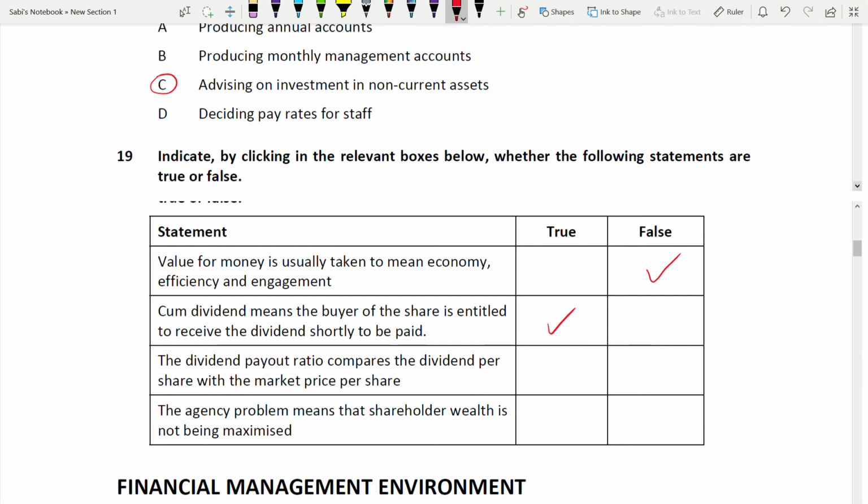So the dividend payout ratio. Now ratios will also come here. We have studied ratios. One whole lecture was on ratios. I think it was lecture 6. So the dividend payout ratio compares the dividend per share with the market price per share. To know whether this is true or false, you have to know the formula for the dividend payout ratio. This is why I always tell you, you have to memorize the ratios. It is false. Make sure that you know what the correct ratio is.